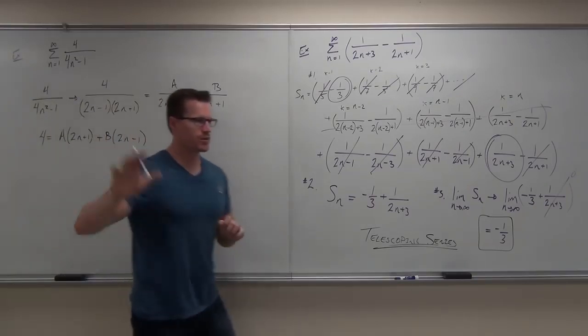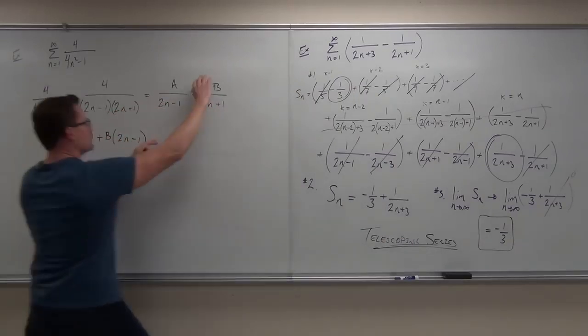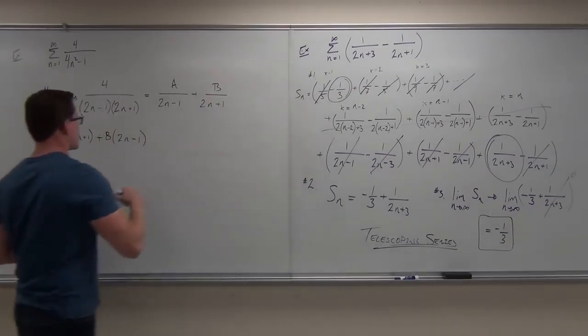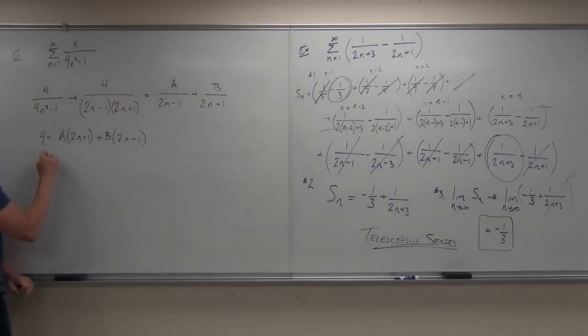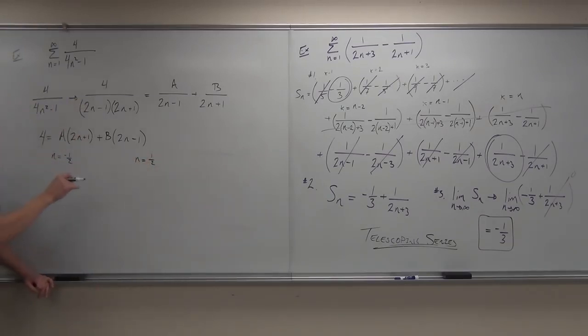Can I see a show of hands, do you feel okay with our partial fractions here? Remember the cover-up method: A over 2n minus 1, B over 2n plus 1, and then we start plugging some numbers in. Here's how I would do it. I'd let n equal negative 1/2 and let n equal positive 1/2. The reason is that we're plugging in the numbers which make one factor 0. So if I have negative 1/2 here, this whole thing goes to 0. Do you see it? I would get 4 equals, if I have negative 1/2 here, negative 2B.